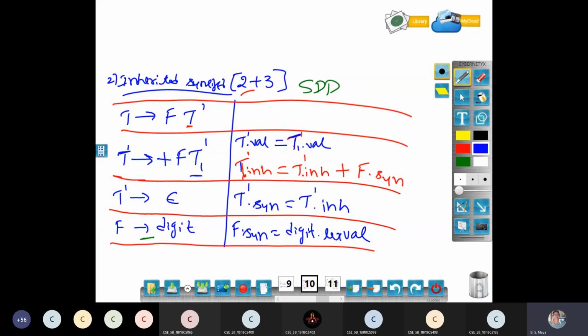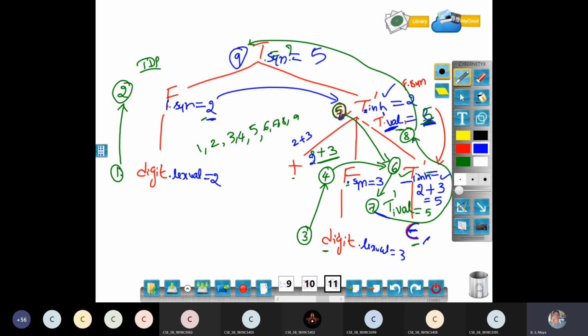What about the last rule, first rule? Can you find out T directly? No. First you should take the inherited value. What is the inherited value of T dash? T dash of INH.